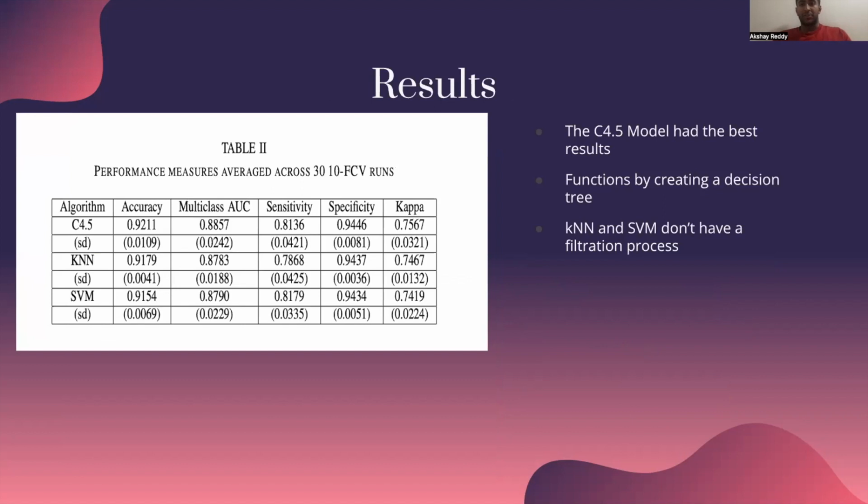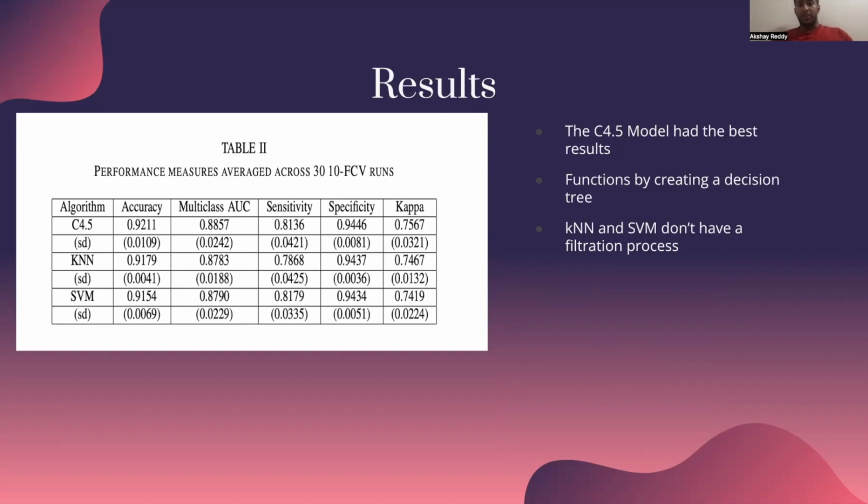Now, let's talk about the results of the study. So not only were four different categories generated through this model in order to separate the subtypes, but three different models were developed in order to see which model could perform the best at this task. And what they were able to find was that the C4.5 model had the best results. If you look at the table, you will see that it has the best results for accuracy, sensitivity, and specificity.